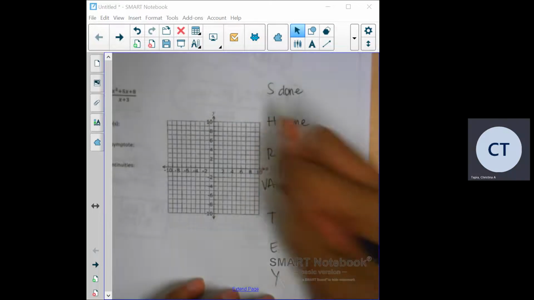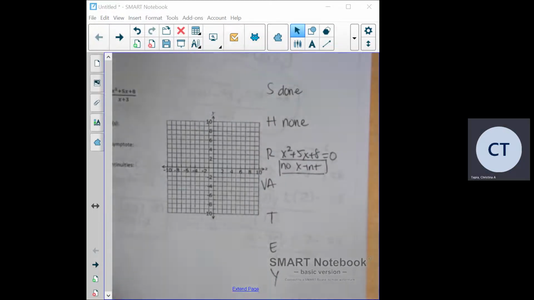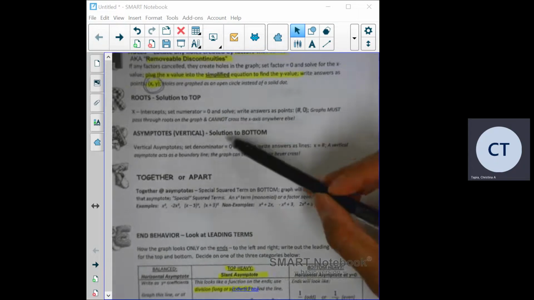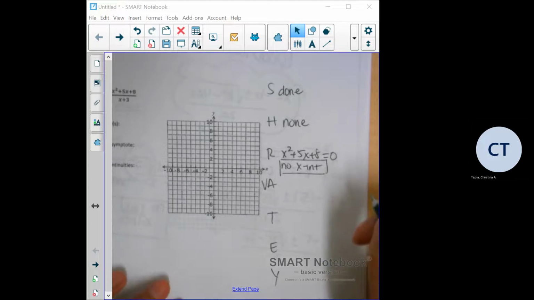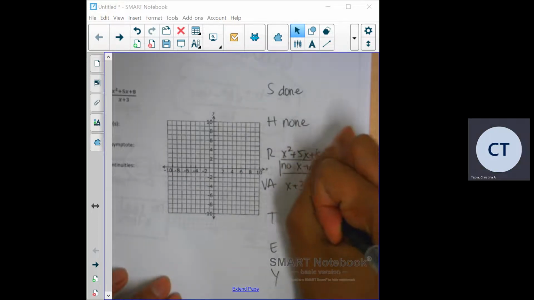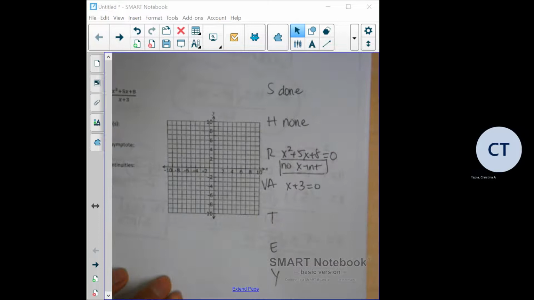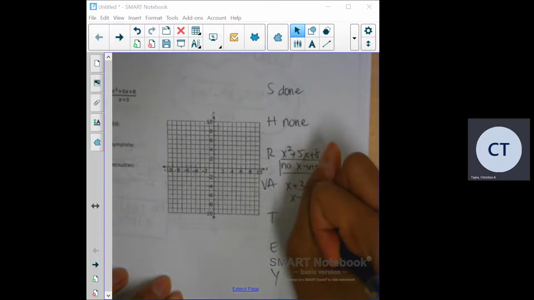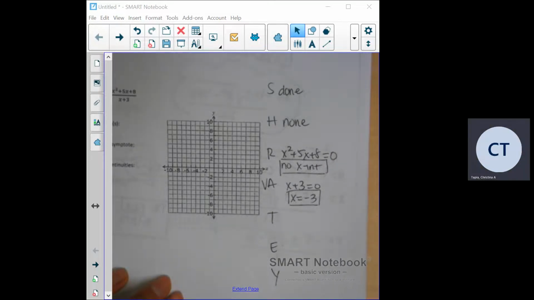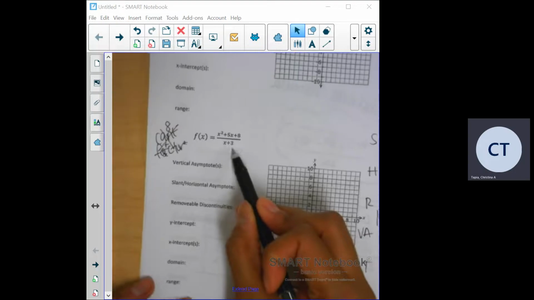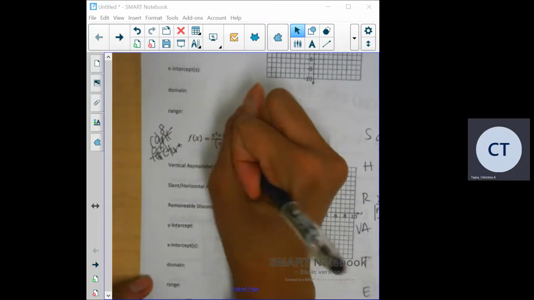A stands for my vertical asymptote. Looking back at my SHRATEY steps, A means that you're going to set the denominator equal to 0 and solve. So we're going to set x plus 3 equal to 0 and solve. x is going to equal negative 3. Valerie, in that denominator, what's the multiplicity for this? 1. So what does that mean?